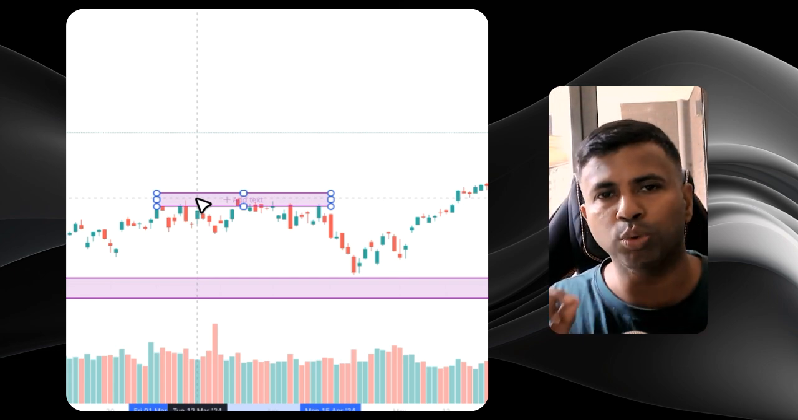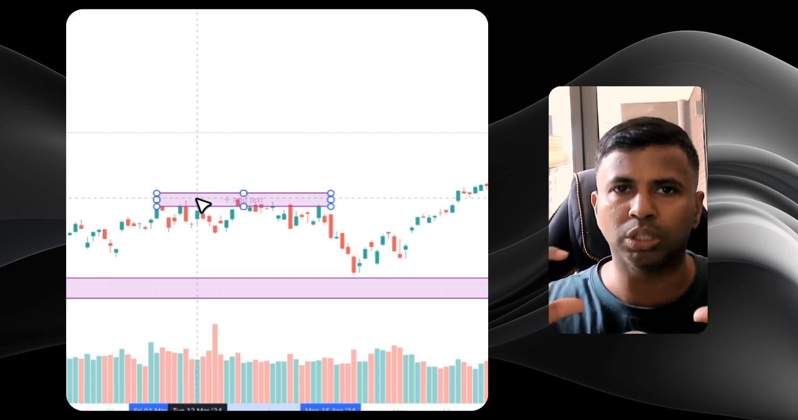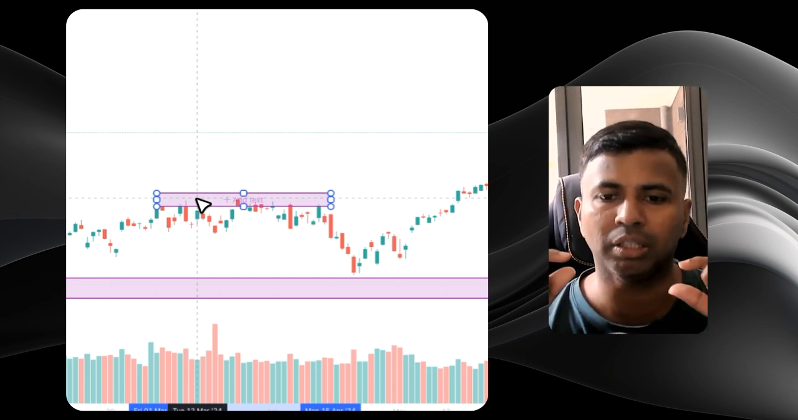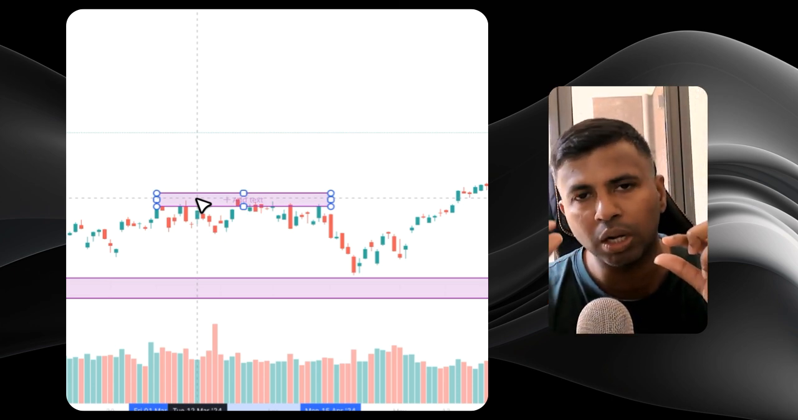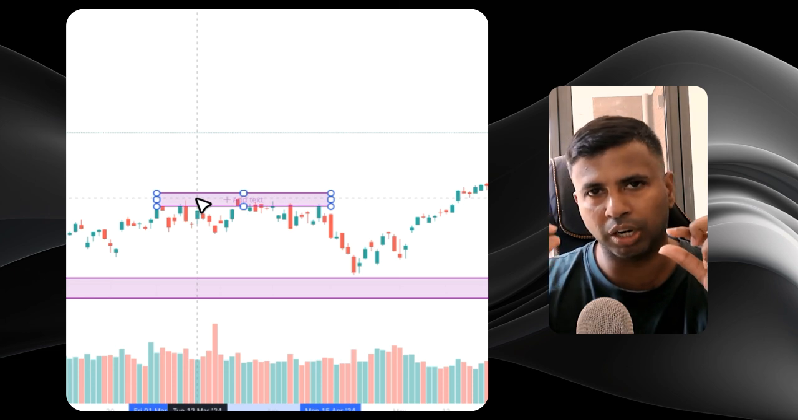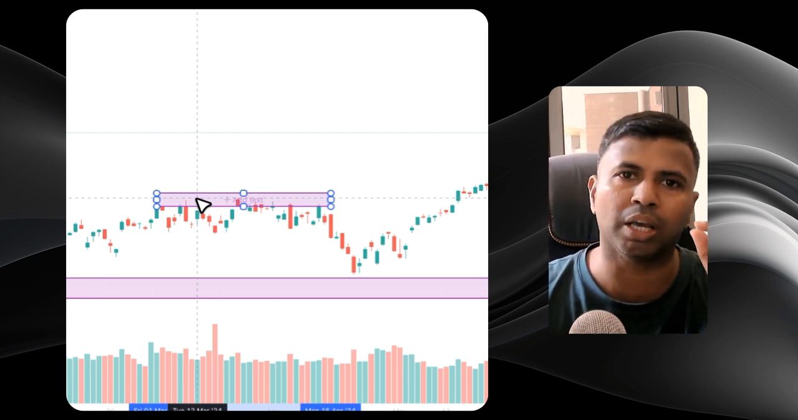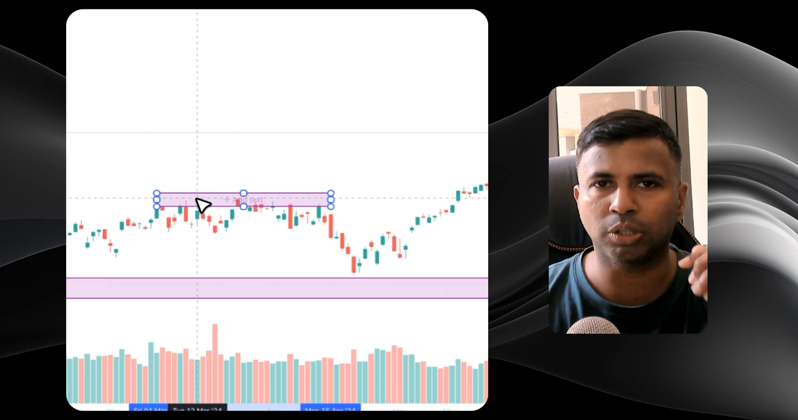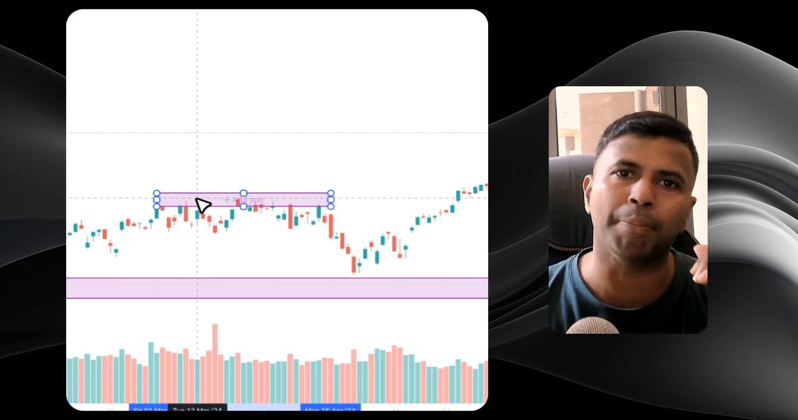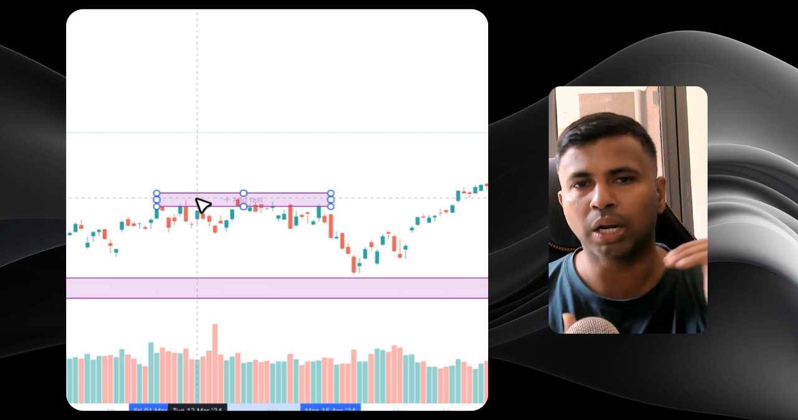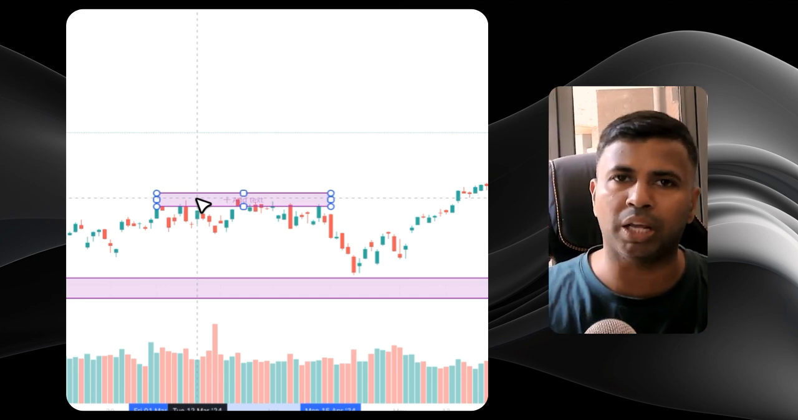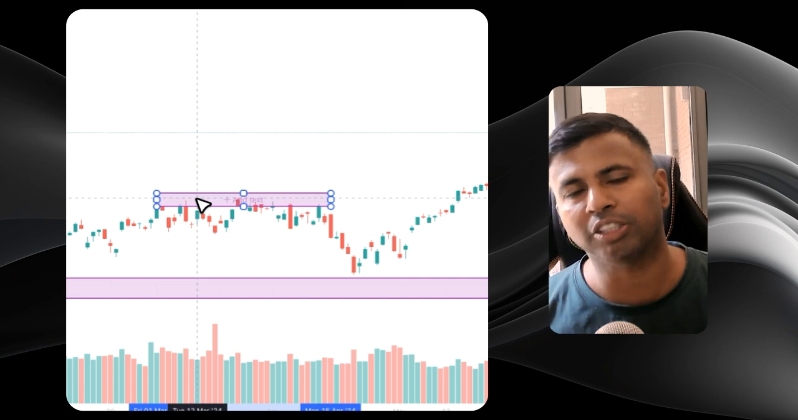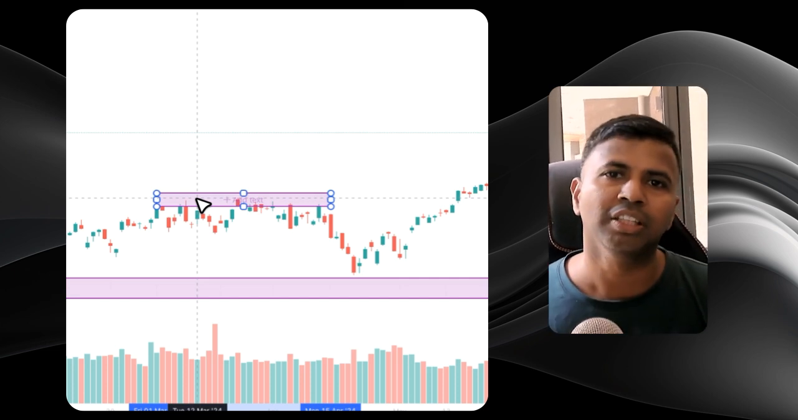So sometimes instead of using a particular price point, we can also use a price zone or a trading zone. When we say it's a zone, we are actually referring to a narrow price range. It could be like 5 points or $5 or $10, where there could be price discovery happening between buyers and sellers, like they would be fighting between themselves to determine who is in control and to take the stock either in the upward direction or in the downward direction, or continue in the sideways direction.